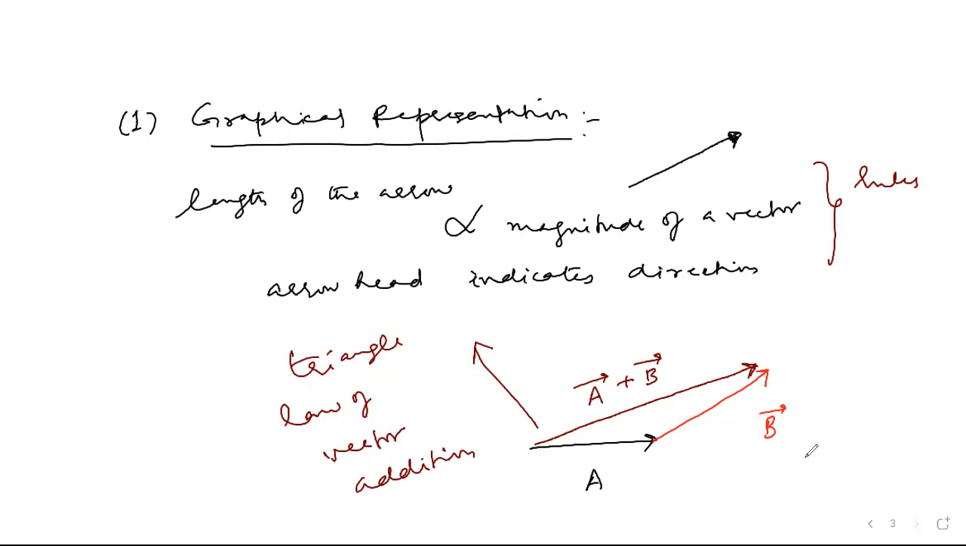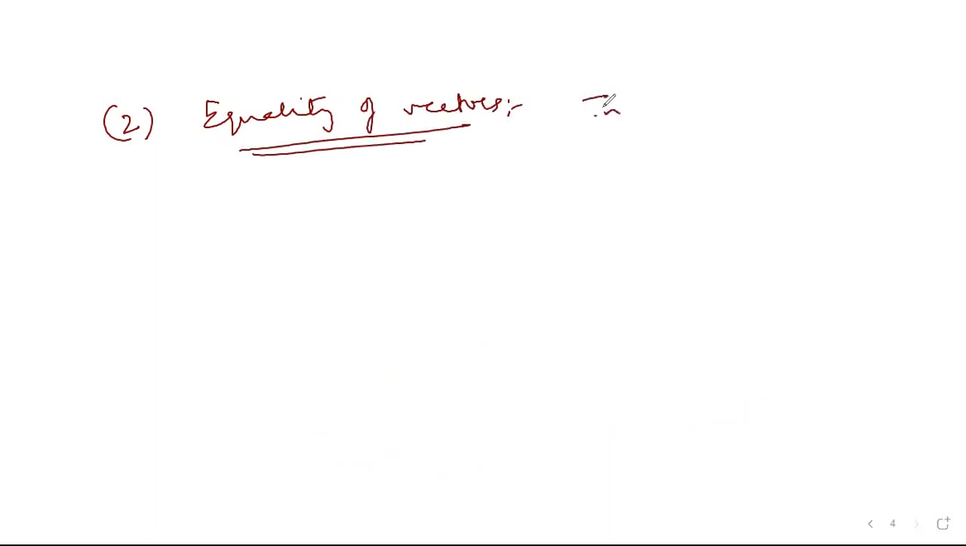So let me move to the next thing. This is how we add vectors. Then equality of vectors. When are two vectors said to be equal? Two vectors are said to be equal when their magnitudes are equal as well as their direction is same. So two things, magnitudes equal and same direction.